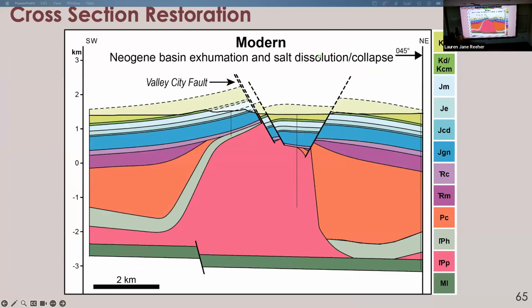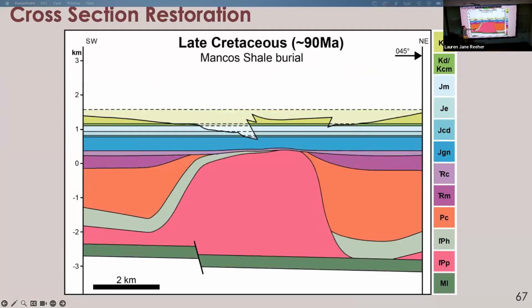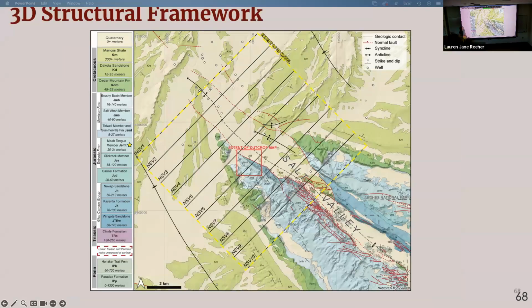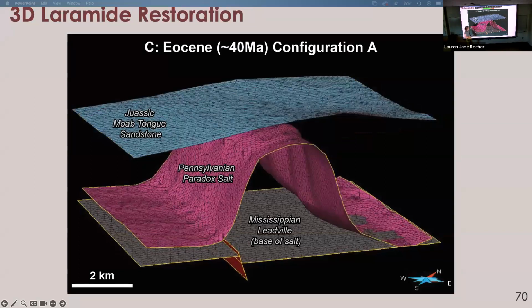Okay, but we needed to reconstruct these back to Laramide time because that's what we're trying to model here. So I just did a reconstruction to get it back to what it would have looked like in late Cretaceous time. And again, this is our Moab tongue unit up there. And we did this for all of the cross sections, and that was in order to create this 3D model that was restored. And these 3D surfaces are what's needed as model inputs into the boundary element model.